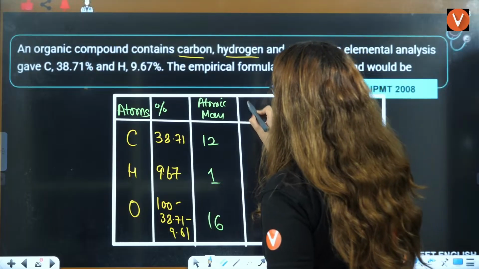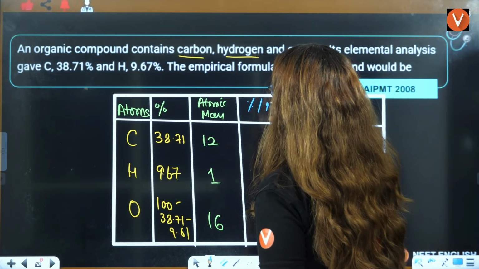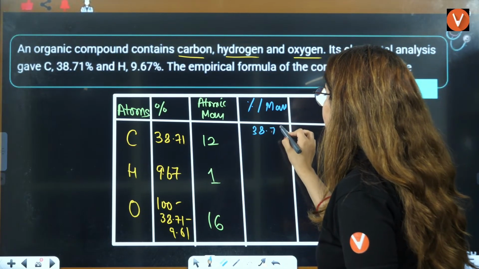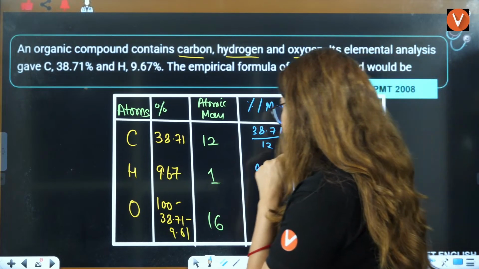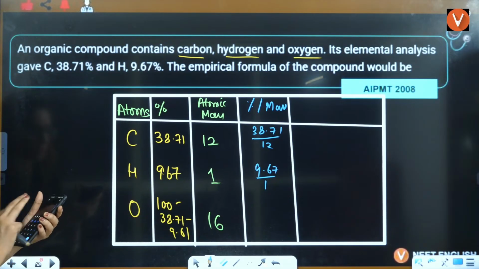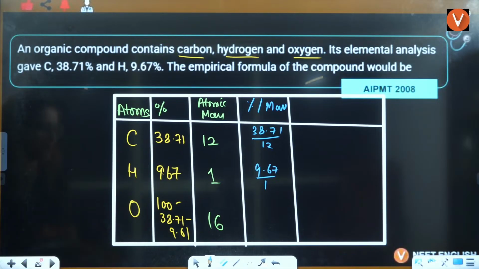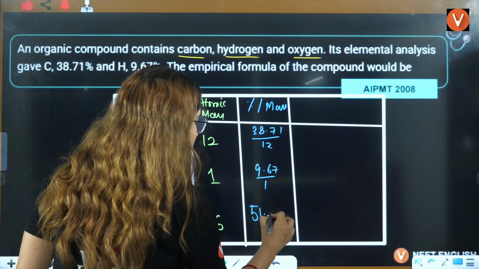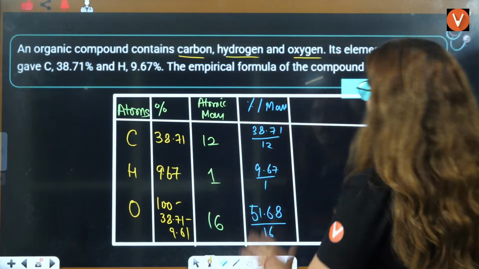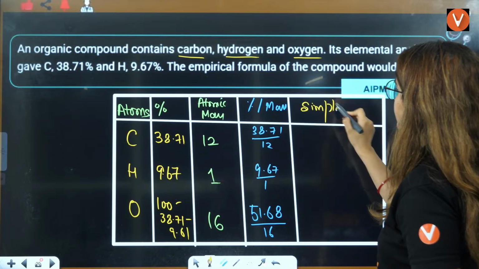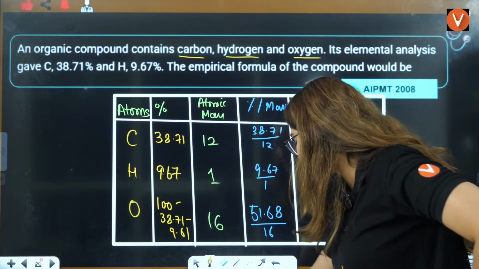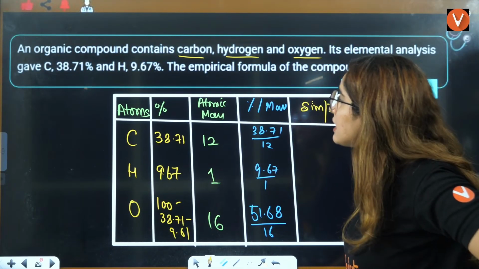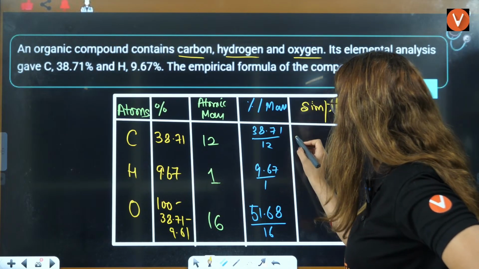Now you will calculate the moles here. Moles is nothing but percentage divided by atomic mass. So it will be 38.71 divided by 12, then 9.67 divided by 1, then 51.68 divided by 16. Now you will convert it into a simple whole number ratio. That means you find the lowest number and divide with it. If I divide 38.71 by 12, it comes out to be 3.22.